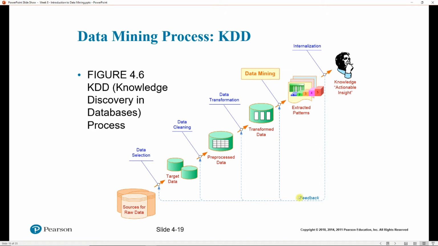Each of these steps, just like in the other models, can inform previous steps. So maybe you find a pattern and you want to know more. So you gather more target data, you reprocess it and transform it and get more patterns. Once you are satisfied with the patterns that you've extracted, then as an analyst, you can take time to internalize those patterns and figure out how they can be applied in the organization that you're working in, so that you actually have knowledge. You have now an actionable insight from the data mining process.